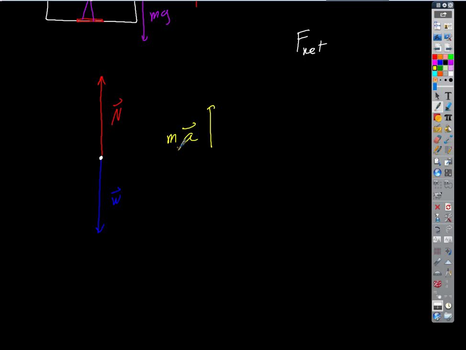Then what would I have to do to this free body diagram? That's a bad color, isn't it? Yeah. Let me choose a better color.